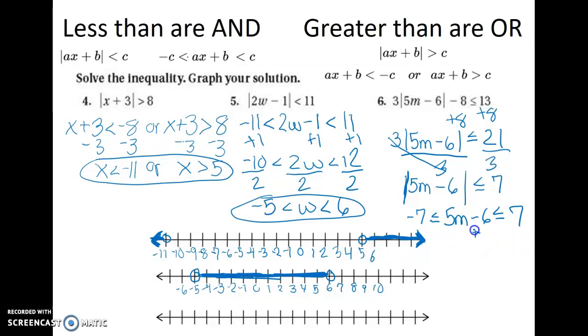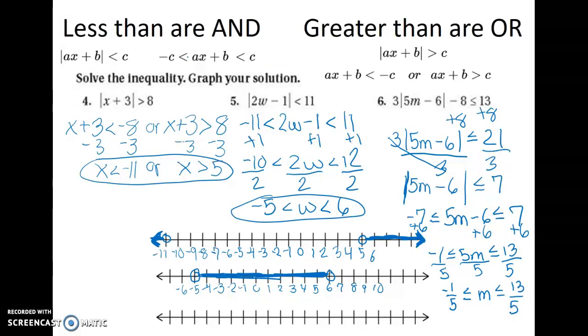So to solve this, I'm going to add 6 on each side. So I have negative 1 is less than or equal to 5m, which is less than or equal to 13. I then need to divide by 5. And I can leave this as fractions, or I can turn it into decimals. I'm just going to leave it as fractions for right now. I have negative 1/5 is less than or equal to m, which is less than or equal to 13/5.